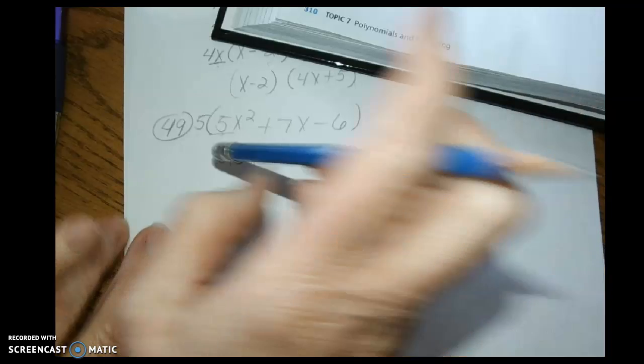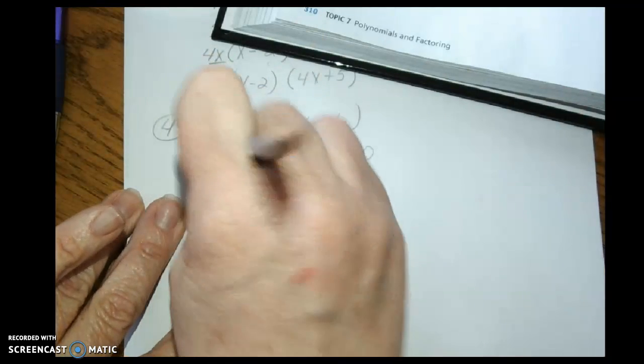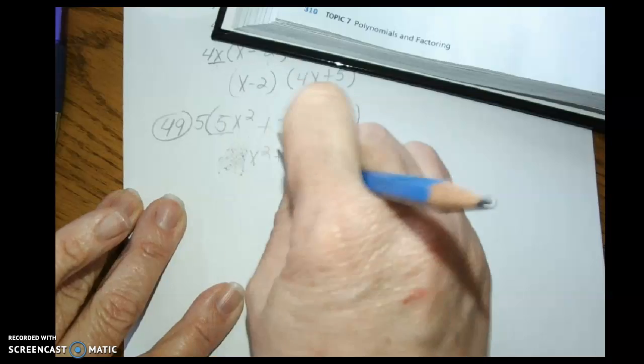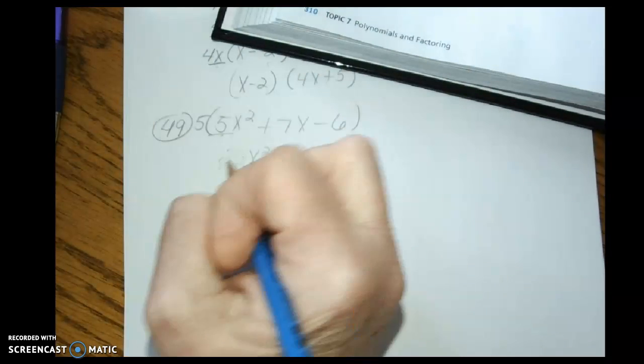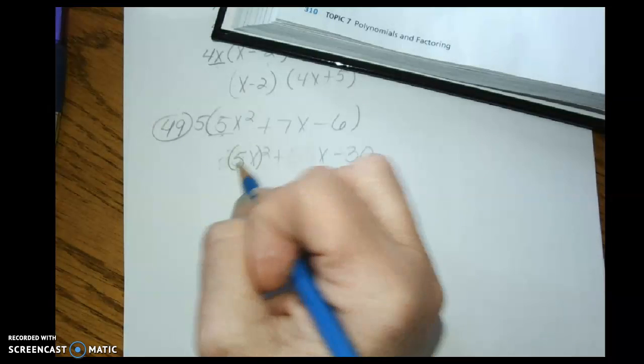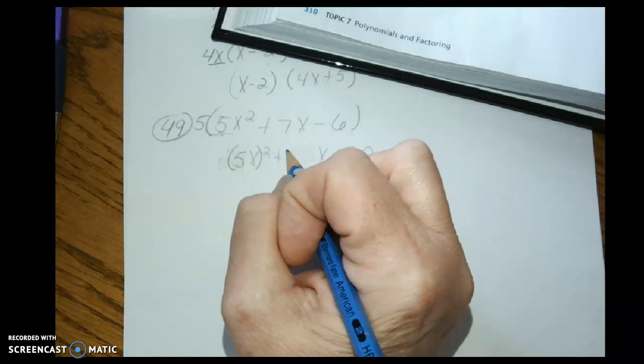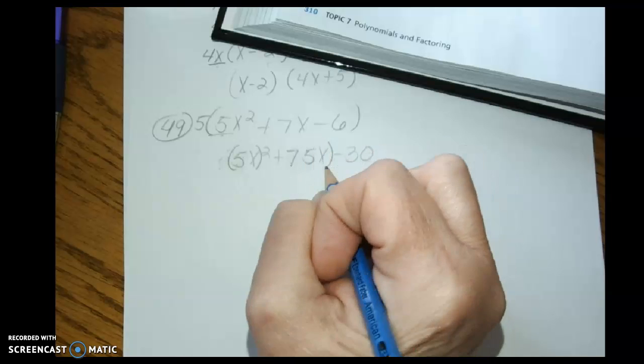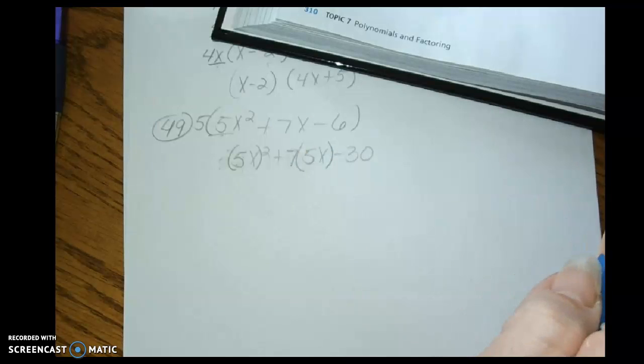Oh, and I said not to do what I just did, right? Let me go back through. You don't multiply it all the way through. I have 5x quantity squared. I'm just writing it as 5 times 5, and here I'm going to do 7 times 5x, and then I put the parentheses here. It really doesn't matter because it's multiplication, what order it goes in.